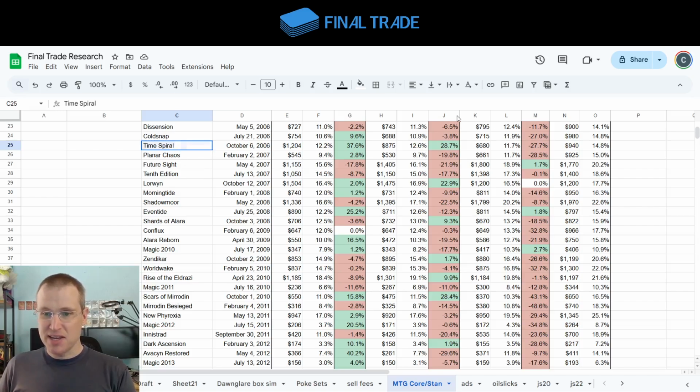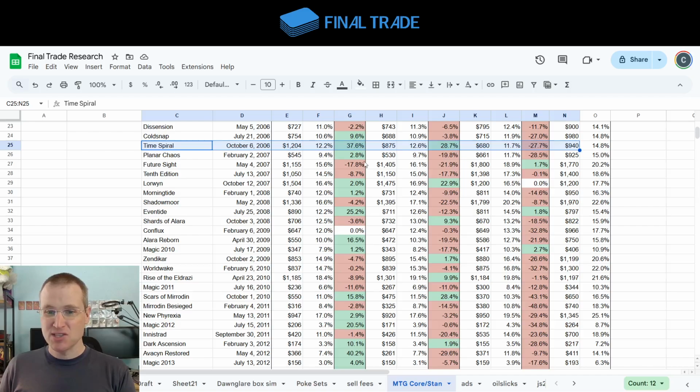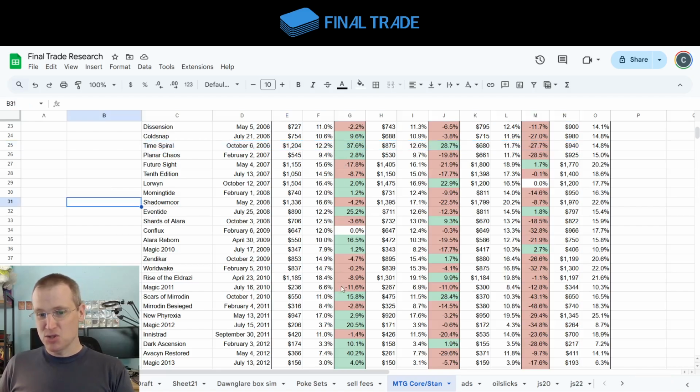I mean, you can see things like Time Spiral that after it came down 27% in the first year we were looking at this, it came up 28% in the next year, and then just in the last 6 months, it's come up 37%. That's odd that some boxes are just such incredible performers like that, that there was no consistency, say, in the long-term performance of these. So we start to see a bunch of these turning green, still a lot of red ones, but again, the amount of red is lower.